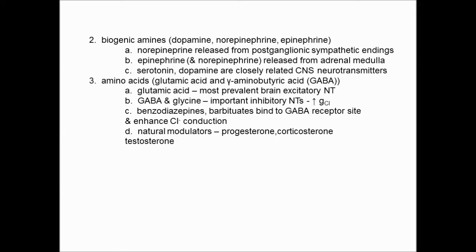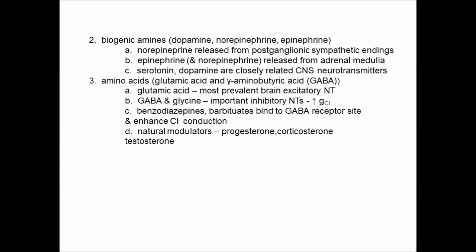Another catecholamine in the same family is epinephrine, and it's released only from the adrenal medulla. The adrenal medulla also releases norepinephrine. So these catecholamines, epinephrine and norepinephrine, are released from the adrenal medulla as well as postganglionic sympathetics. Serotonin and dopamine are CNS neurotransmitters, central nervous system neurotransmitters, released from neurons throughout the brain, and also have very similar characteristics that increase excitability.